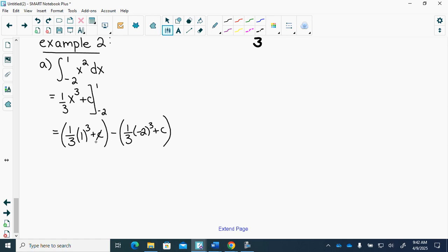So we're going to get the c's canceling off. Here we're going to get 1/3 up. Negative 8 times 1/3 is 8/3. So plus 8/3, which equals 9/3, which equals 3.